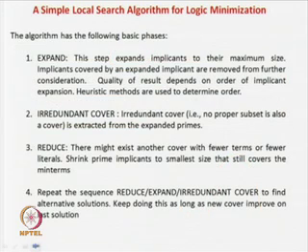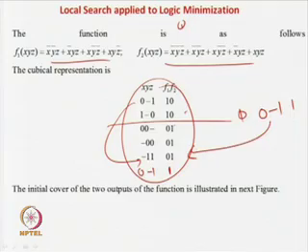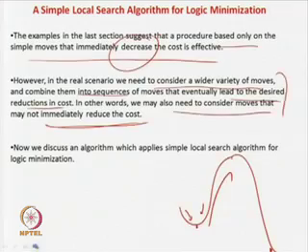Okay, now we are going to see the simple local search algorithm for logic minimization in Espresso. In the previous part, we started with the prime implicant form, and then we tried to remove some literals and go for the next best solution and so forth.